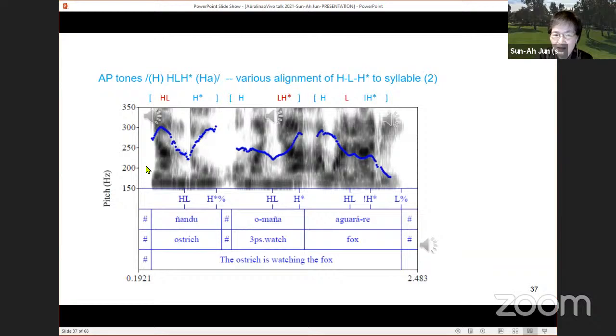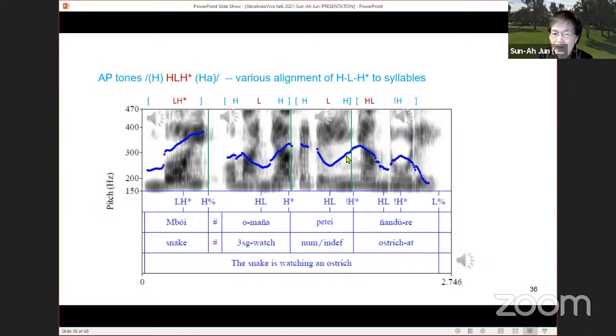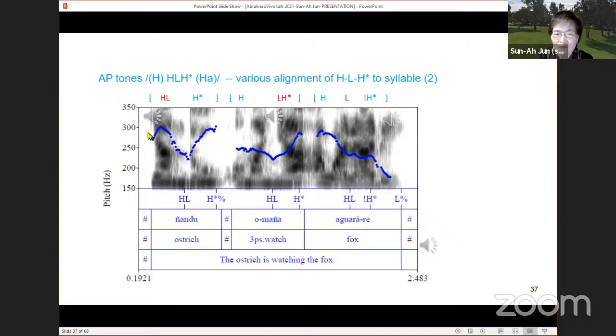In the earlier examples, this high, low could sometimes, because the earlier high can sometimes be realized as a delayed peak, be thought of as coming from the earlier AP final delayed peak. But the next sentence example shows clearly that the an has the beginning high and low. Nyandu. Nyandu. And this example shows that the low tone is now realized on the stressed syllable. So this low begins with the stressed syllable.